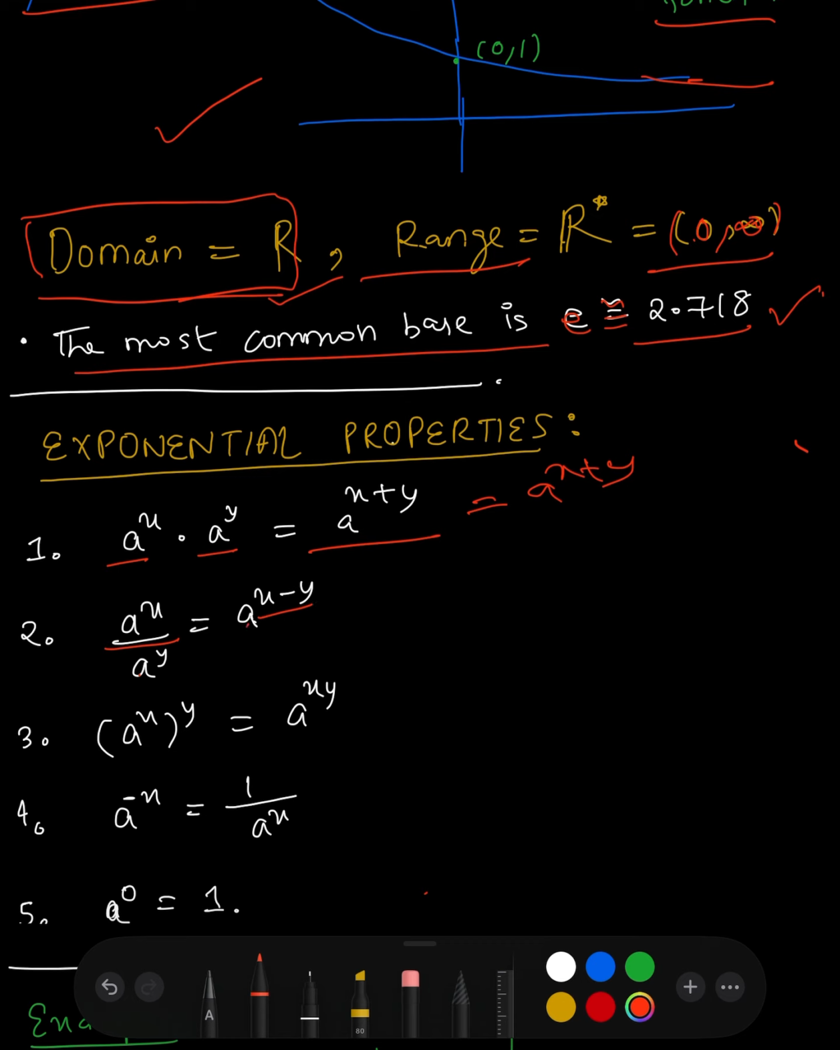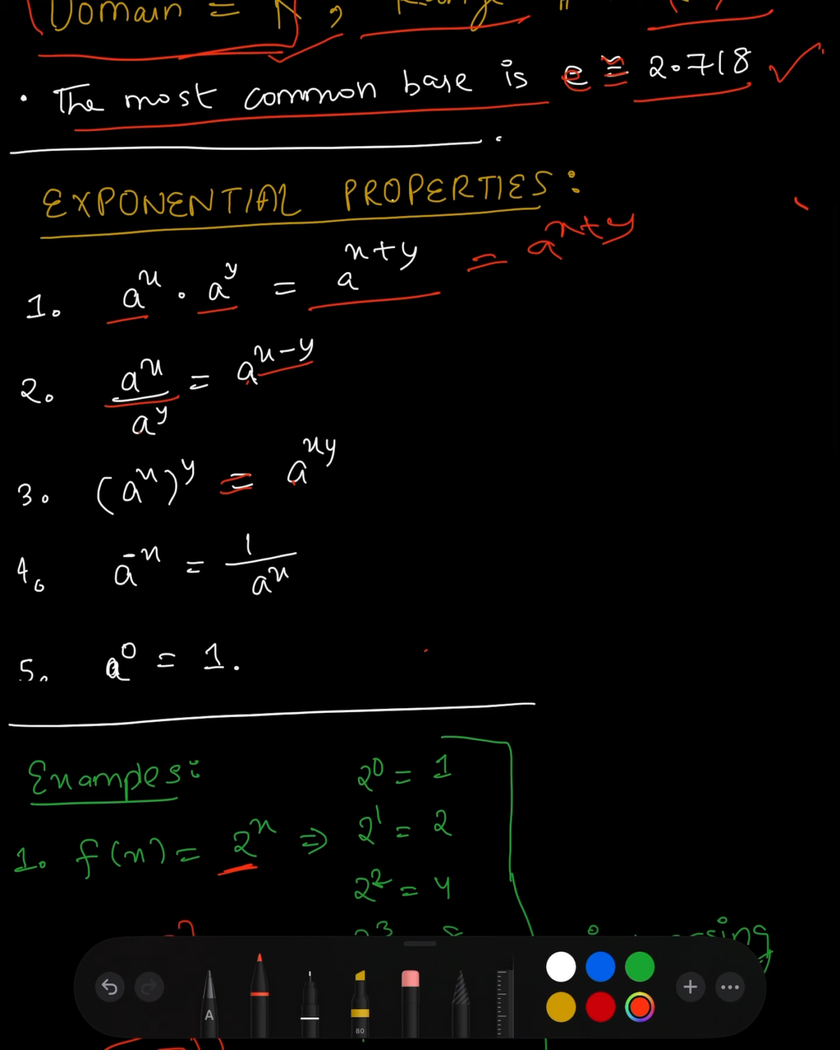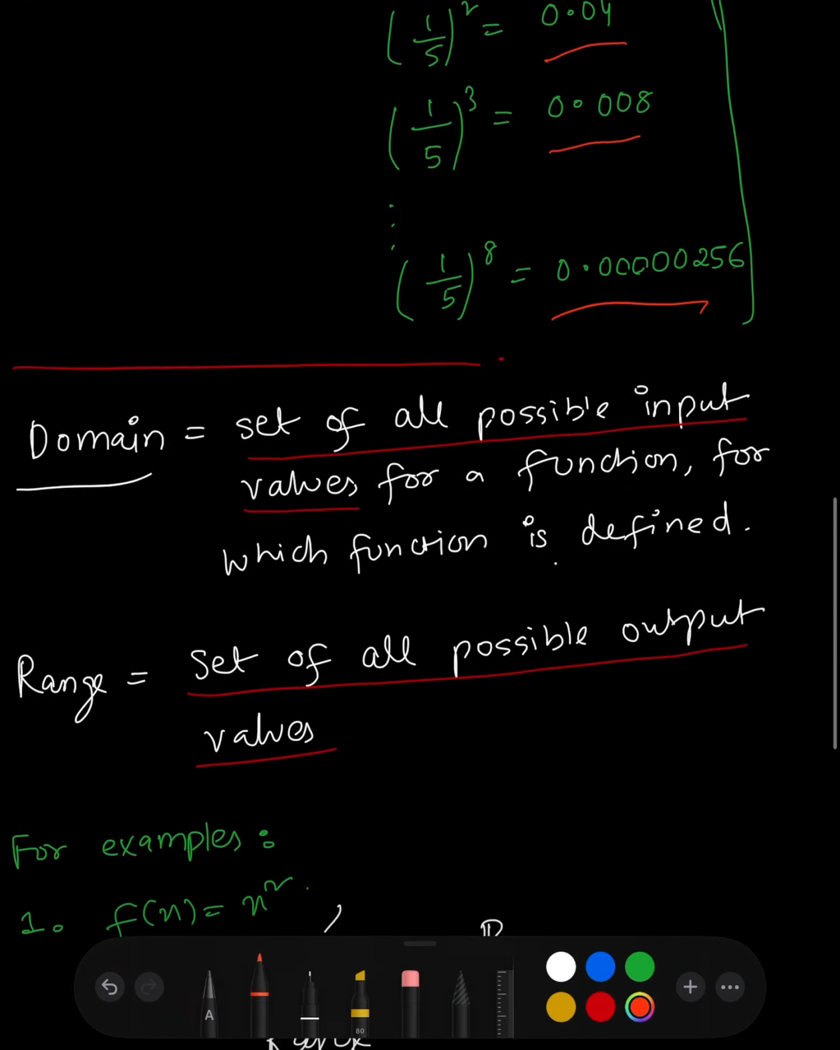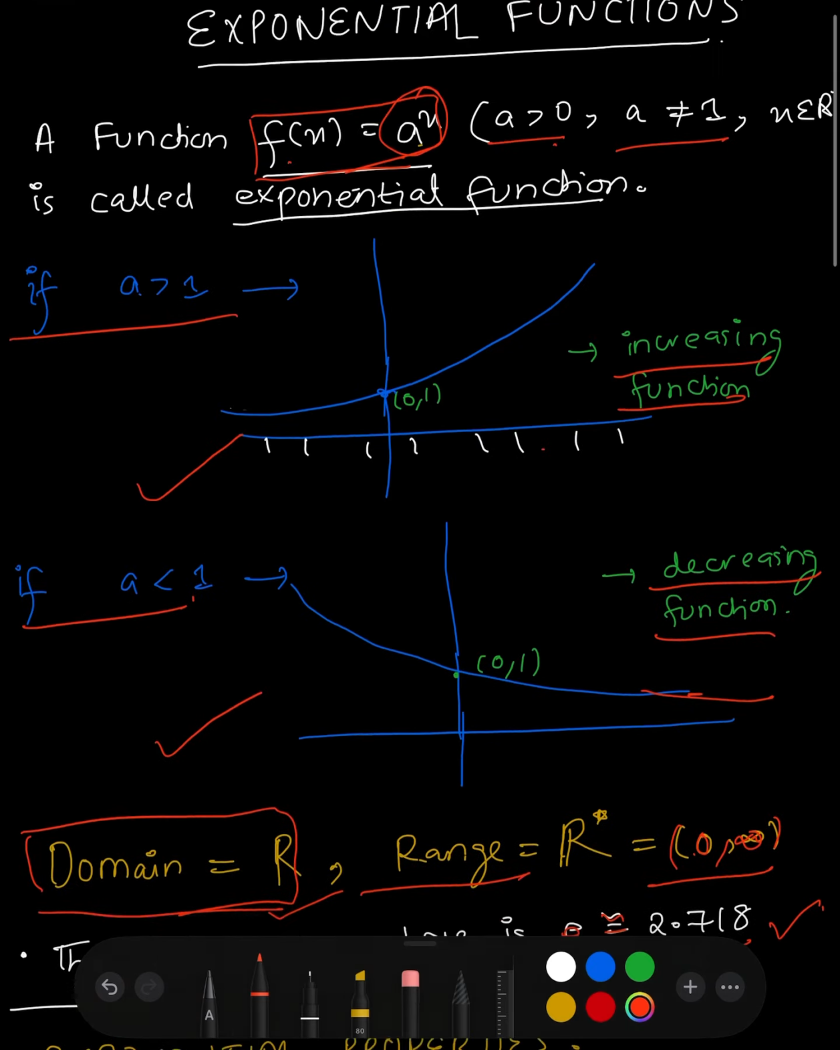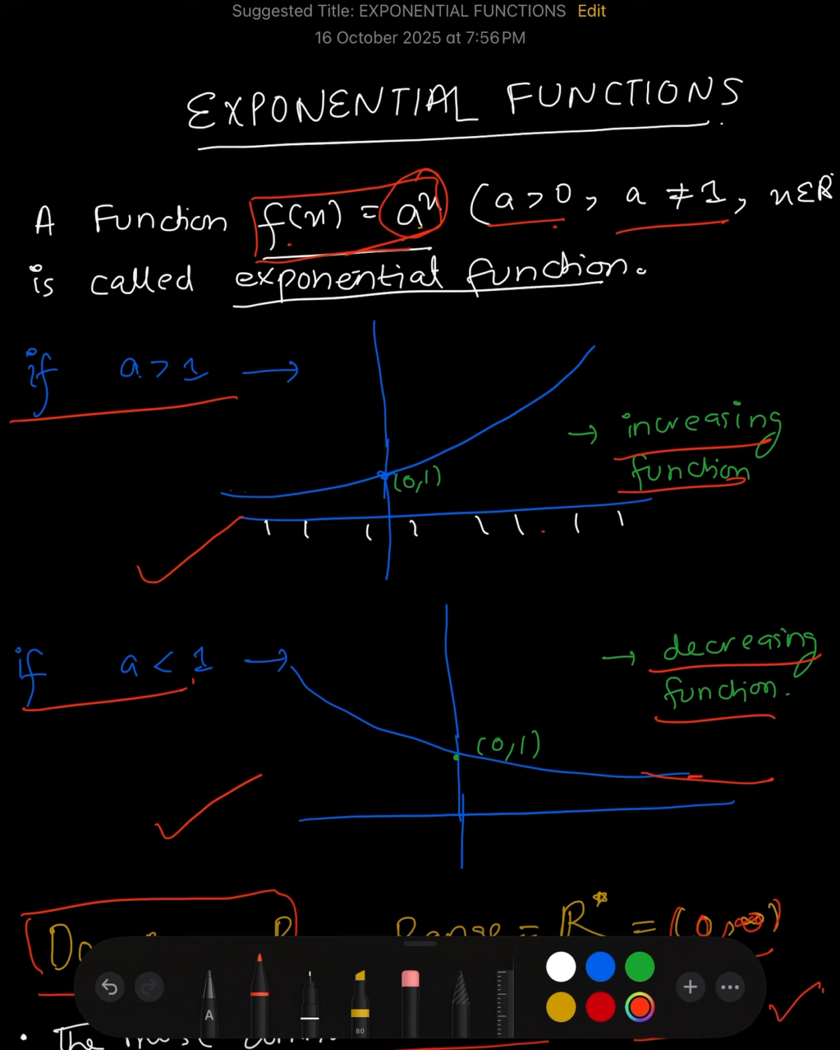Similarly, a to the power x, raised to the power y, gives a to the power xy. And this is the inverse property of the exponential function: a to the power minus x is equal to 1 by a to the power x. And a to the power 0 is always 1. Now in the next video we'll discuss some questions related to exponential functions.